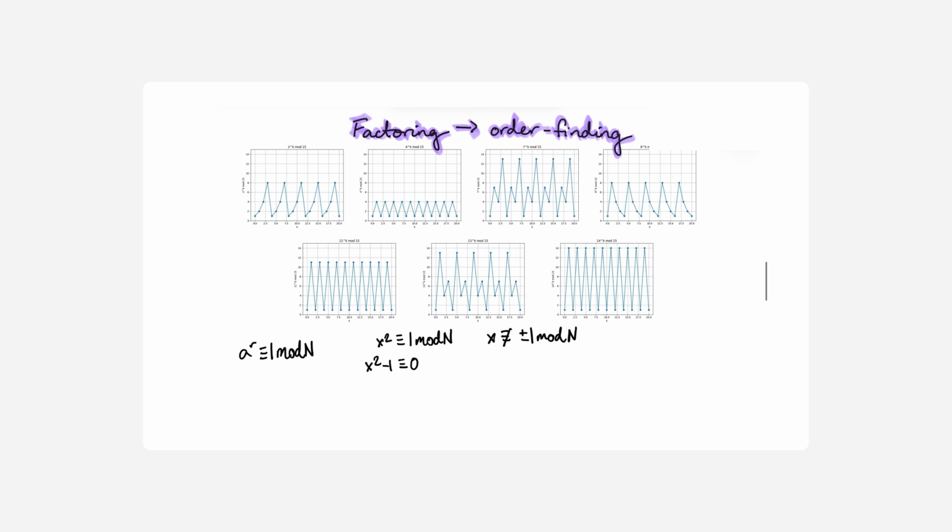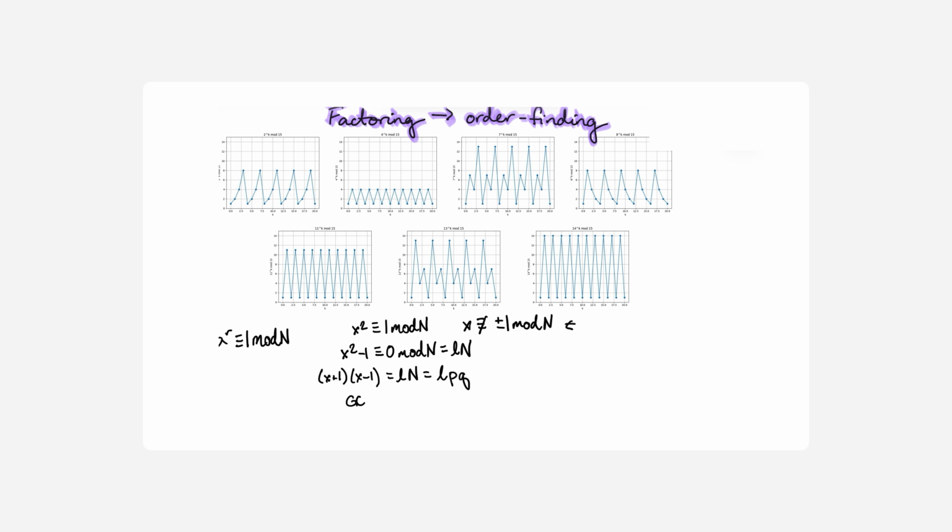Now, subtracting 1 from both sides of the first equation gives us x squared minus 1 is congruent to 0 mod n, which just means x squared minus 1 is a multiple of n. So we can write that as L times n for some integer L. Factoring the left side, we get x plus 1 times x minus 1 equals L times n. And we can write n as p times q. Now here's the key. We know from our condition here that neither x plus 1 nor x minus 1 is itself a multiple of n.